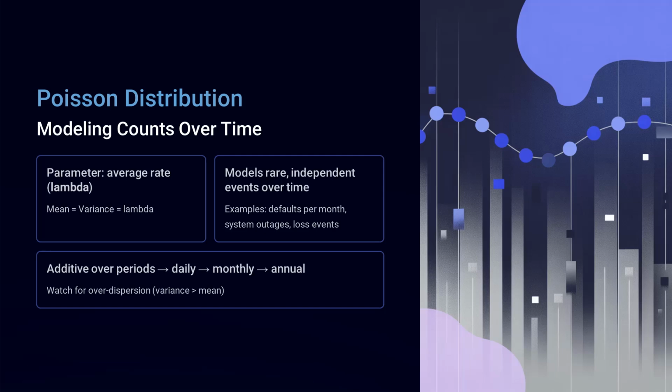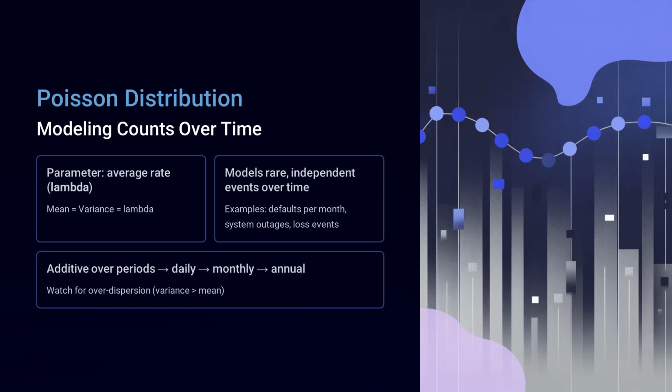Poisson distribution. Next up, the Poisson distribution. If the binomial tracks a fixed number of attempts, the Poisson tracks how many events happen in a given time or space interval. It has a single parameter called lambda, which represents the average number of events expected in that interval. Here's the key. In a Poisson process, events occur randomly, independently, and the average rate stays constant. So if a bank averages 3 loan defaults per month, that's a Poisson process with lambda equal to 3.